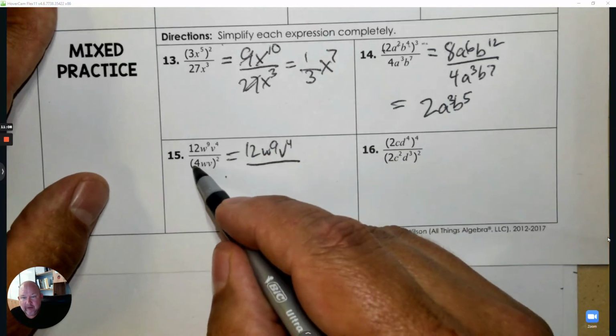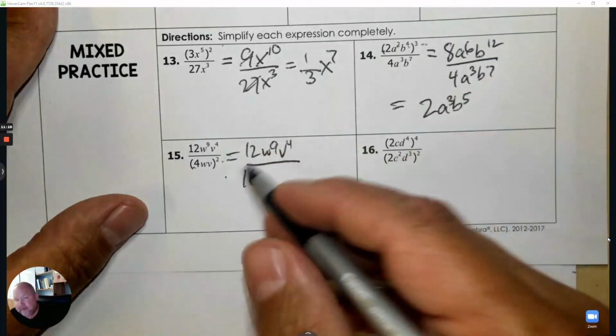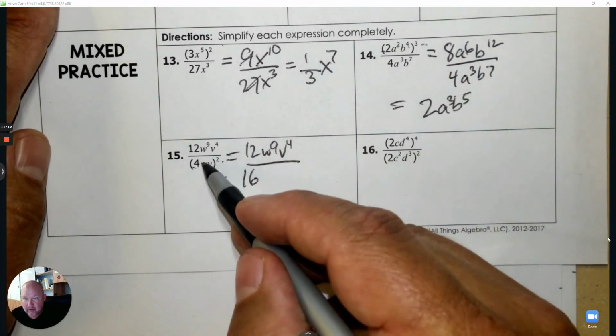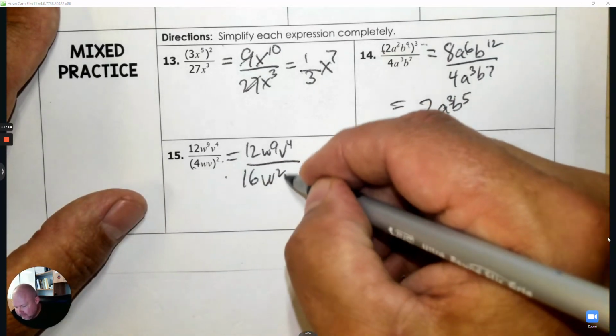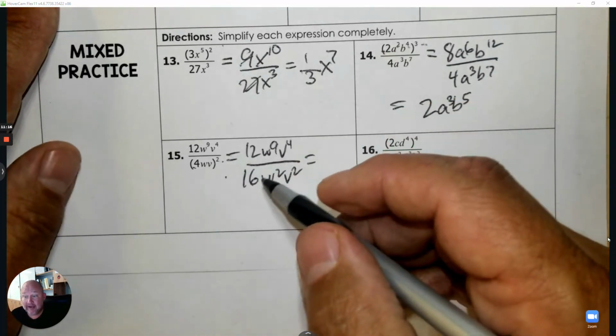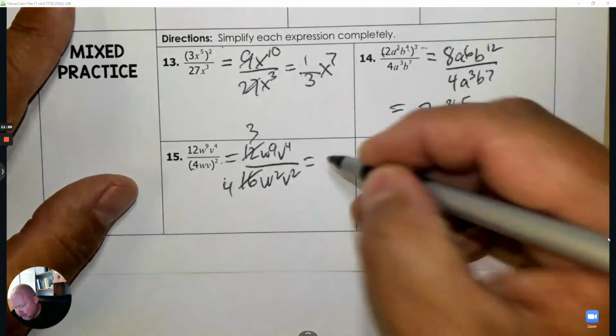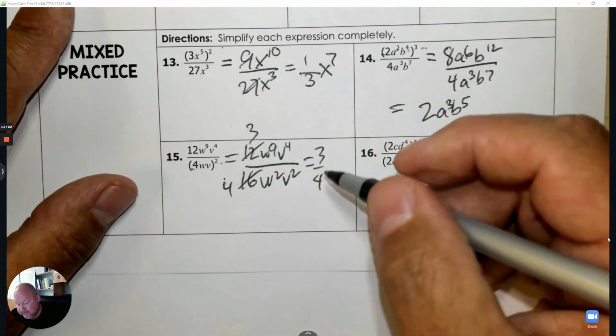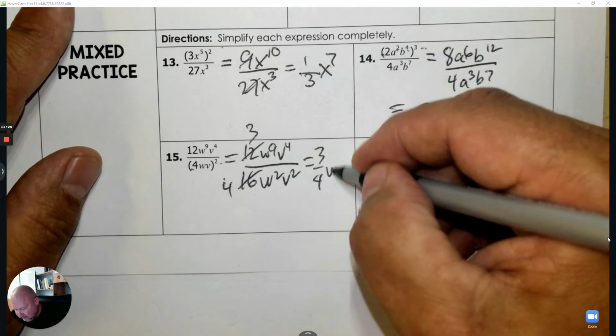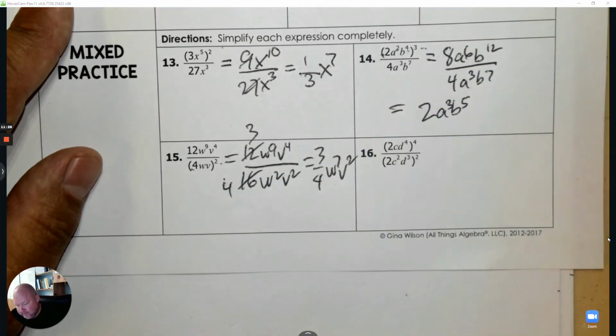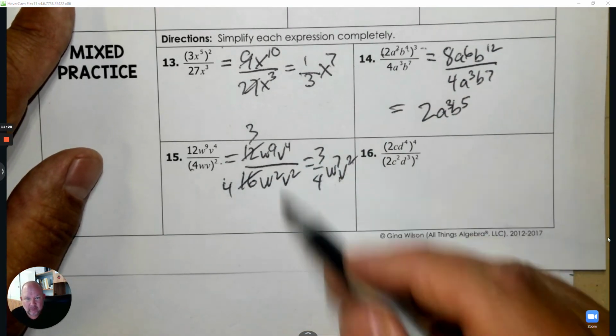In the denominator, 4 squared is 16. That raised 2 belongs to the W and the V. And then divide. So 4 goes into both, so that's 3/4. And then subtract. So it's W to the 7 and V to the 2 when you subtract.